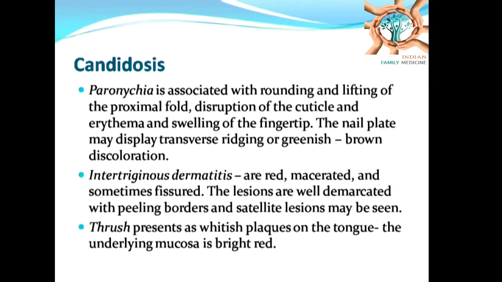Intertriginous dermatitis, which refers to dermatitis of the flexures caused by Candida, presents as red, macerated, fissured plaques or patches. They are usually well demarcated, with peeling borders, and satellite lesions may be seen. Thrush, of course, as you know, presents as whitish plaques on the tongue. The underlying mucosa is bright red.